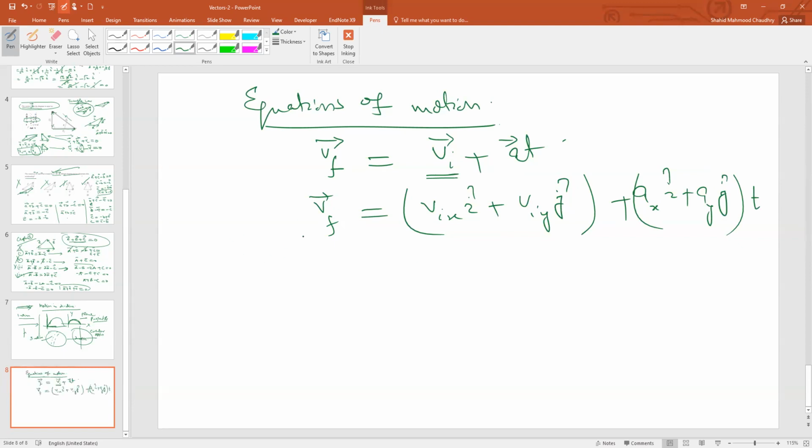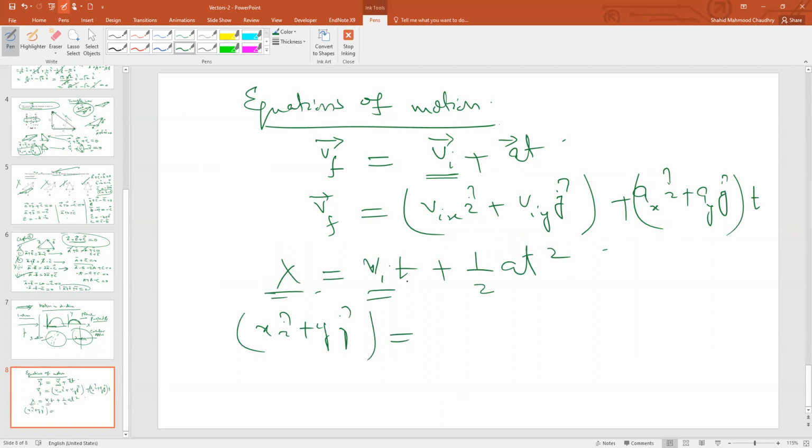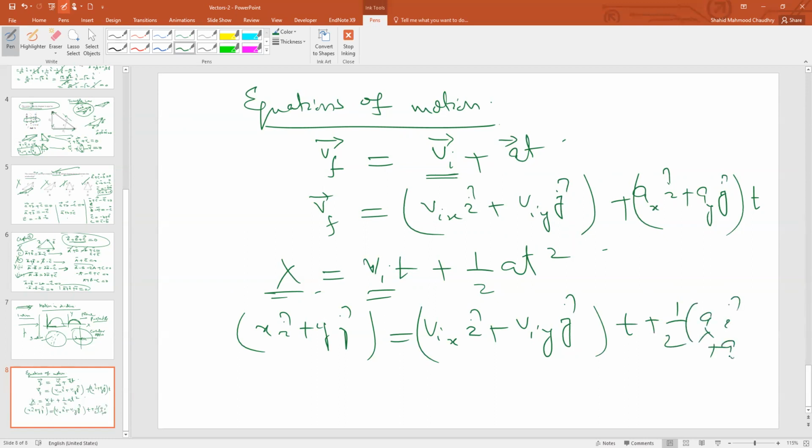Similarly, we can write the other equations. Last time we studied that X is equal to VIT plus half AT square. This X you can write in the XI plus YJ form. And similarly, VI you can write in the I and J form, into T, plus 1 over 2 into AXI plus AYJ into T square. So this is our equations in two-dimensional motion.